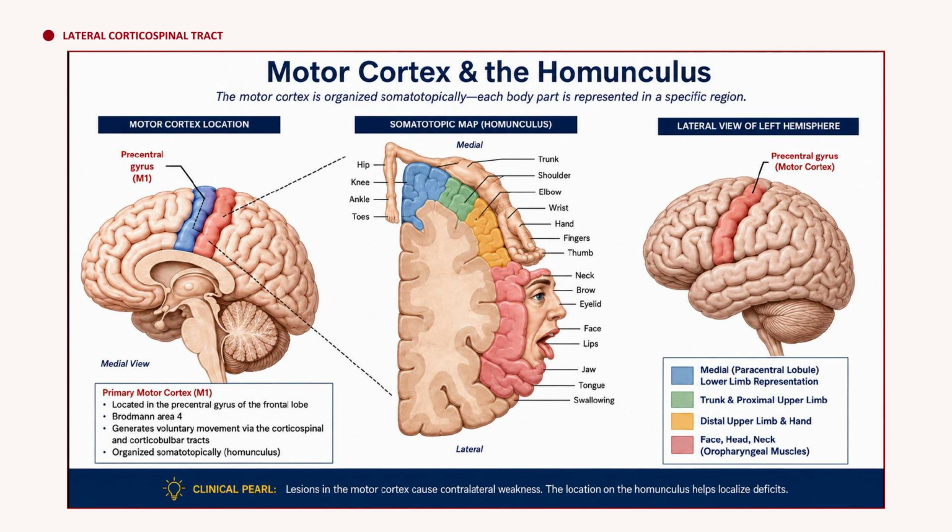Now overlay the blood supply. The anterior cerebral artery feeds the medial leg area, the middle cerebral artery the lateral face and arm area, and the clinical pearl writes itself. The position of a lesion on this map predicts exactly which body part goes weak.